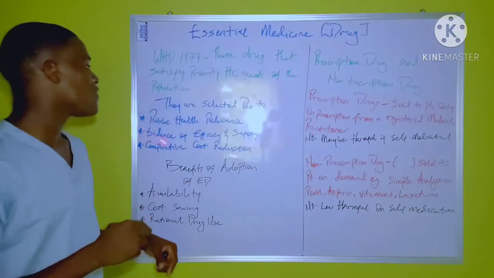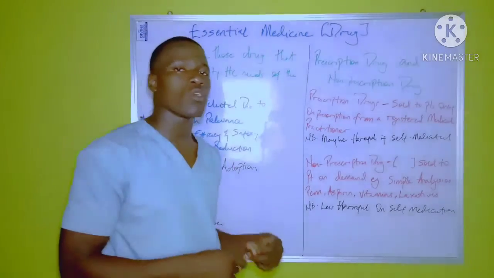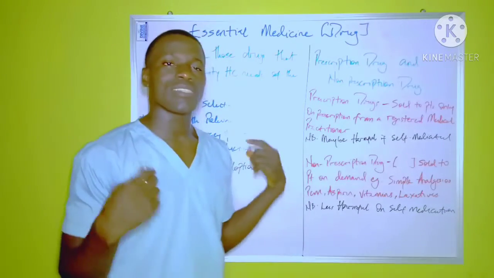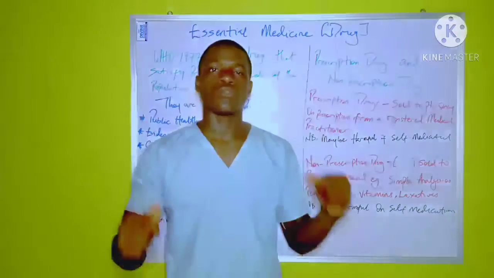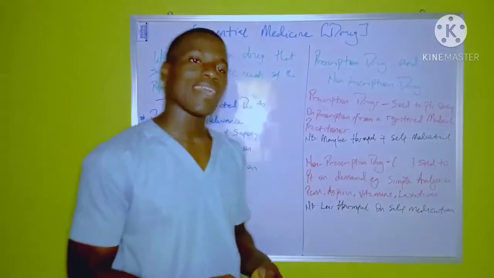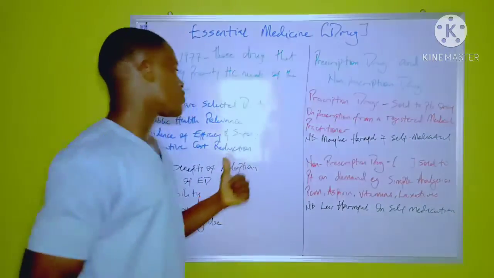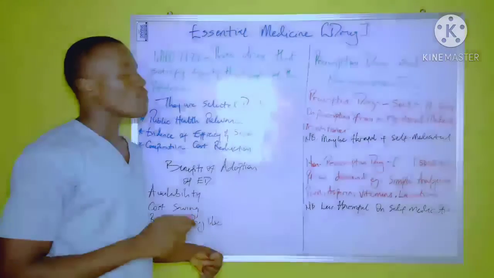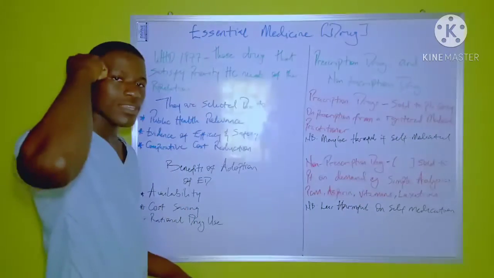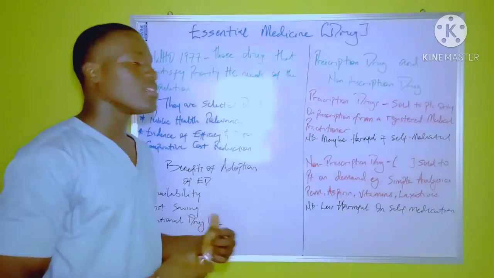Then the evidence of efficacy and safety was due to the ability of those selected drugs to serve the purpose for which they are being prescribed, that is, to promote the health of those that are receiving the drug, and to make sure that those drugs are safe for those that receive them. That doesn't cause harm, that is, cause little or no harm to those that receive the drug.